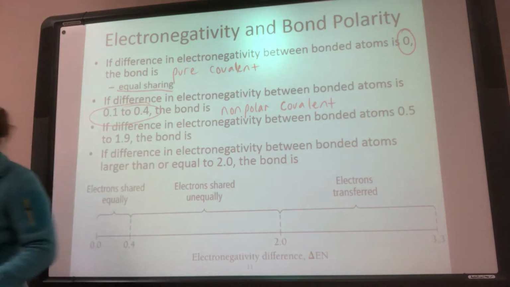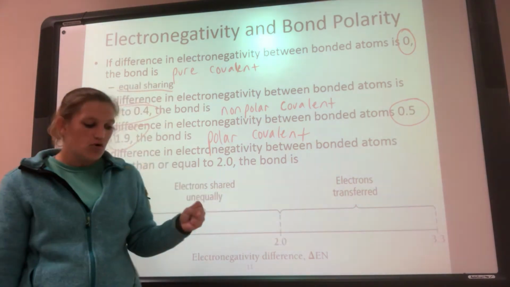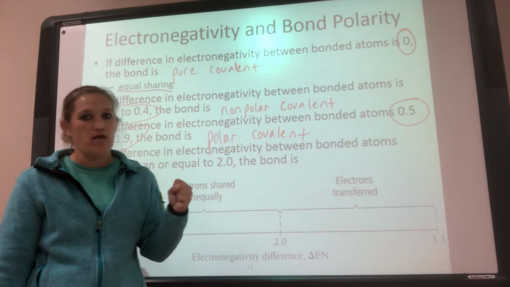Okay? What if it's a pretty good, not super high, but a pretty good difference. This is going to be our typical polar covalent. One of them is pulling, okay? So I'm here and I'm pulling, I'm fluorine, and I'm going to pull a lot, so those electrons are going to be right next to me.